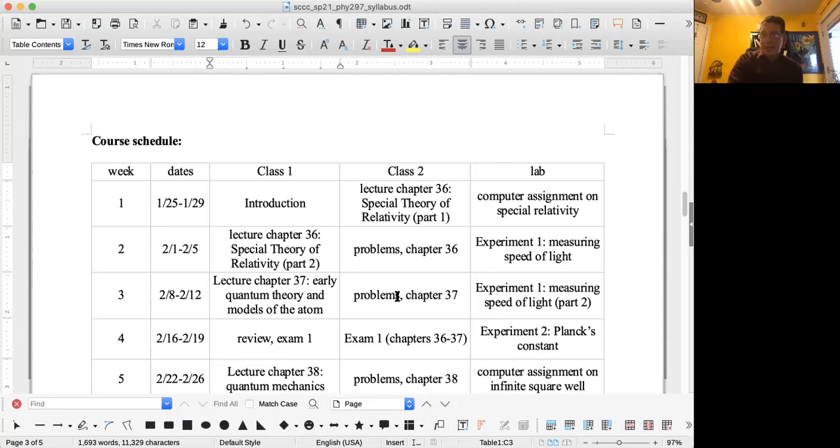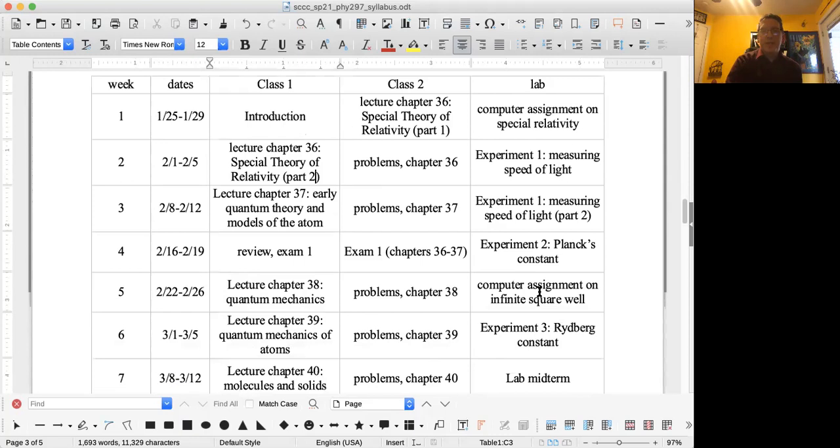Wednesday will be synchronous for problems. And then Friday, we will meet in person to continue measuring the speed of light. The following week, I will still post the lecture on Monday morning. Well, actually, it's not a lecture. It's going to be a review for exam 1. I'll post that on Monday morning, so you can look over that at your convenience on either Monday or Tuesday. So basically summarizing what we've covered in chapters 36 and 37.